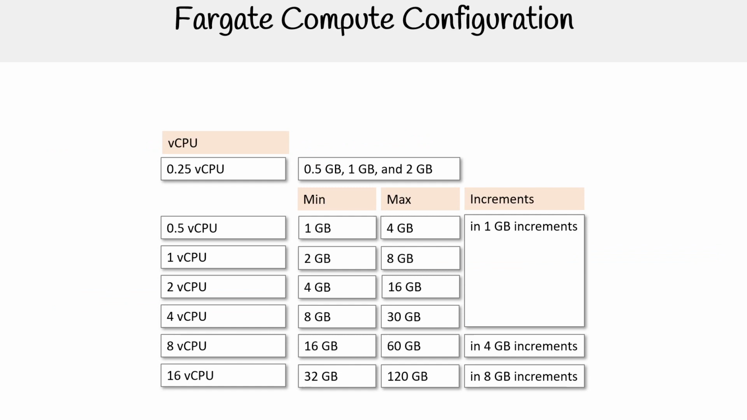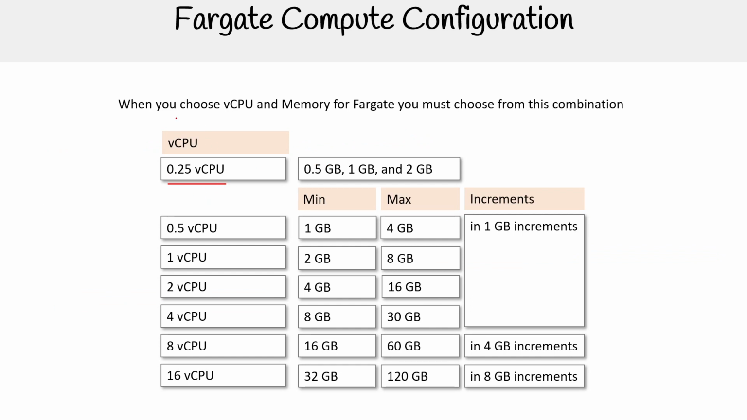This is the combination you have to use when you are choosing compute and vCPUs. So if you choose 0.25 vCPUs, which I believe will be 256, when you choose the value programmatically, you'll put in 256. But that is 0.25 vCPUs, and then you can choose between 0.5, 1 gigabyte, or 2 gigabytes.